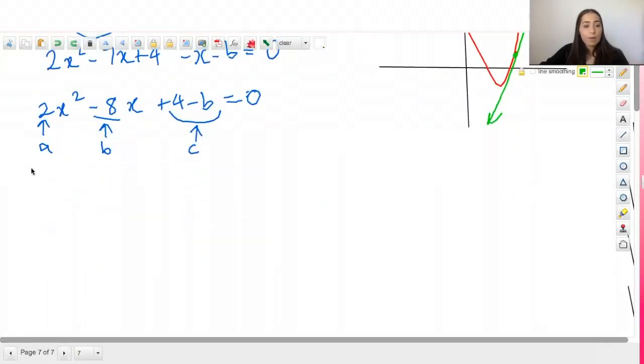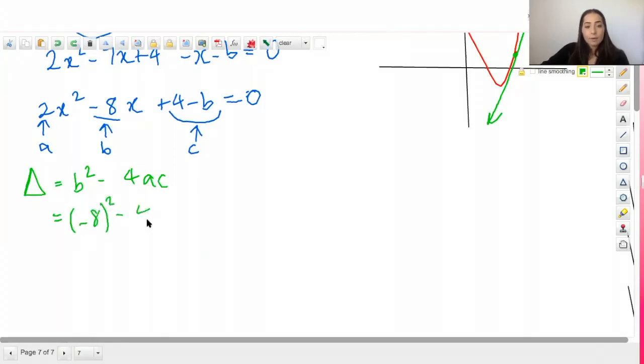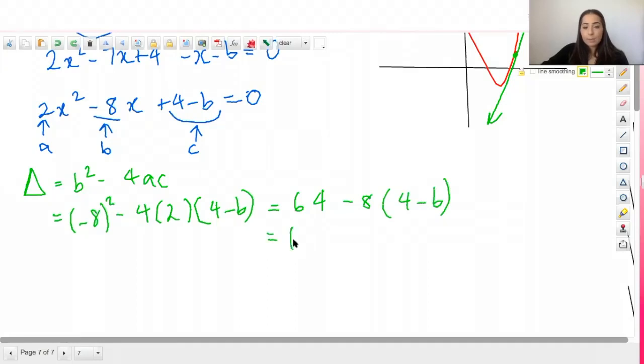So discriminant equals b squared minus 4ac. So b, we said, is the coefficient of x, which is -8. A is the coefficient of x squared, which is 2, and c is the constant, which is 4 minus b. We're just going to expand this, so -8 squared is 64. -4 times 2 is -8, and we're going to expand it with 4 minus b in the next line. So we get 64. Minus 8 times 4 is -32. Minus 8 times -b is positive 8b. 64 minus 32 is 32 plus 8b.